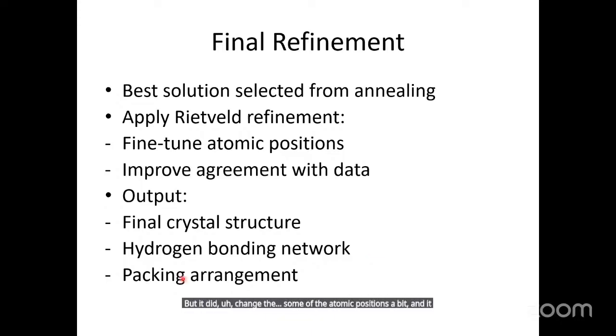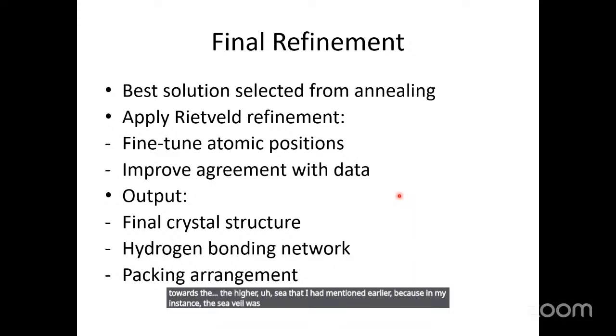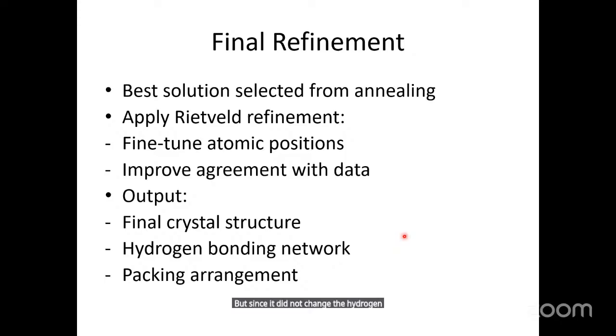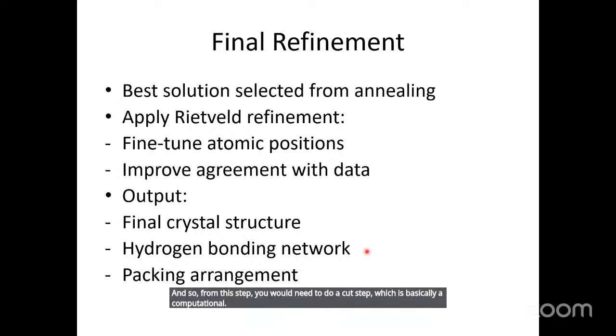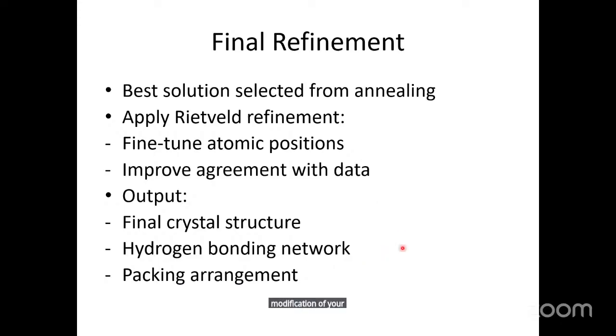and it changed the packing arrangement towards the higher C that I had mentioned earlier, because in my instance, the C value was around 4 and maybe changed to like 6. But since it did not change the hydrogen bonding network, which was a very big adjustment that we had needed, we considered it unsuccessful. And so from this step, you would need to do a CAST step, which is basically computational modification of your refinement results.